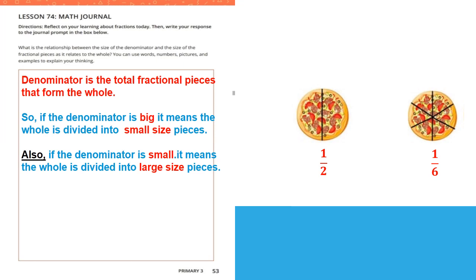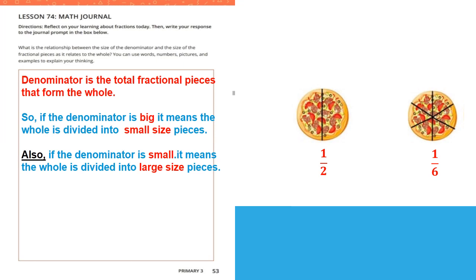Here in the denominator, 1/6, in the pizza which is divided into 6 equal parts. The denominator here is big, but the size of each part is small, right? And the other one, the denominator here is small, it's only 2, but the size of each part is big.